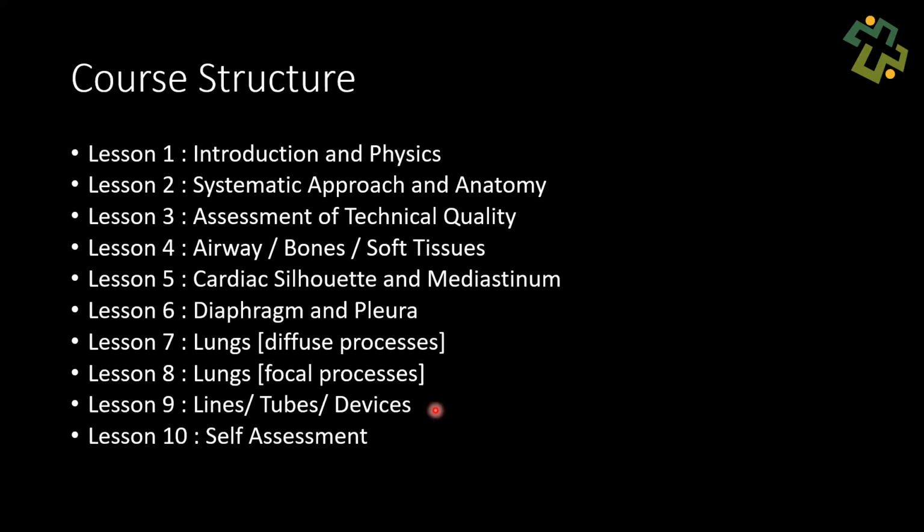And then lastly, we've got the self-assessment where unknown chest X-rays are displayed alongside a clinical vignette, and then we will review these, just to consolidate all the information that we cover. So by the end of these 10 lessons, you should be able to confidently identify the overwhelming majority of abnormalities that we have on a conventional chest X-ray.